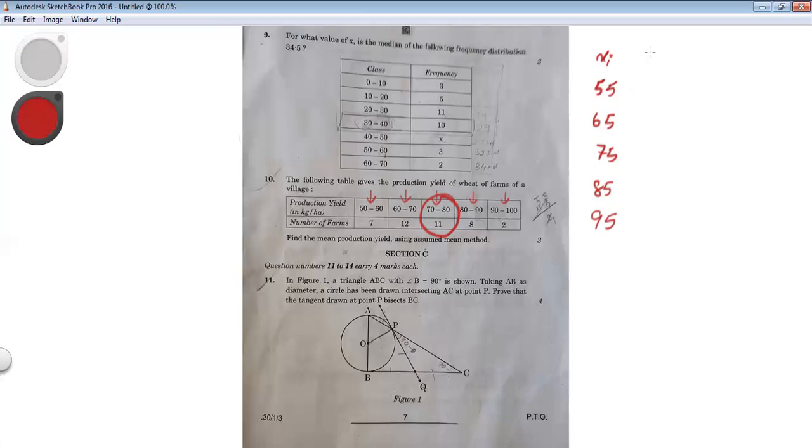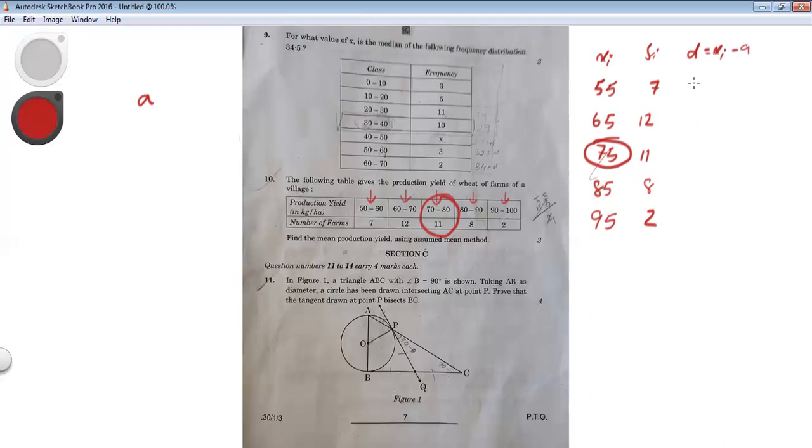And the fi related to it are 7, 12, 11, 8, and 2. Fine. So we are going to take 75 as your assumed mean. Let's say that is A. Now you need to calculate d. d is the deviation. Deviation is actually xi minus A. So you need to subtract it.